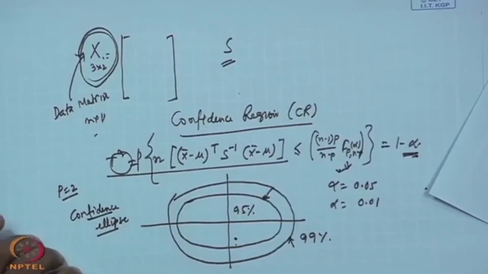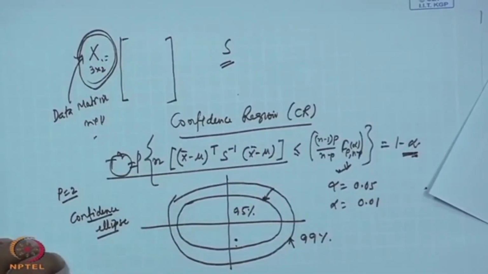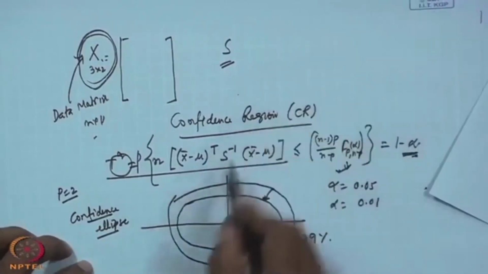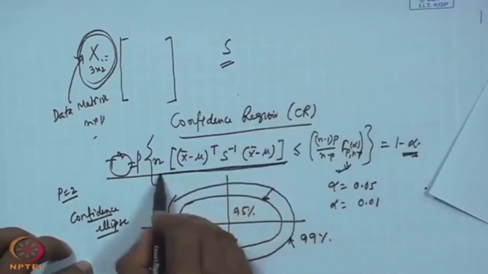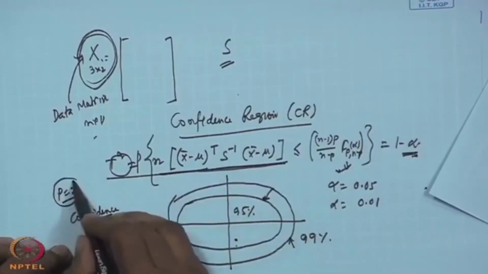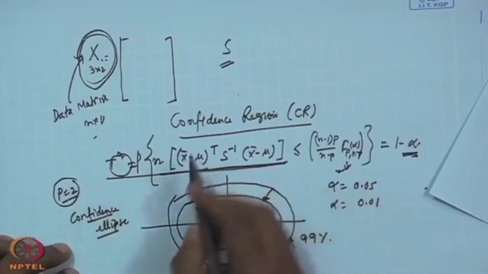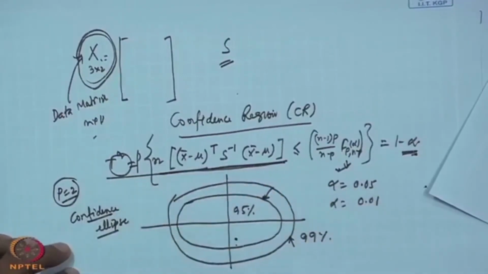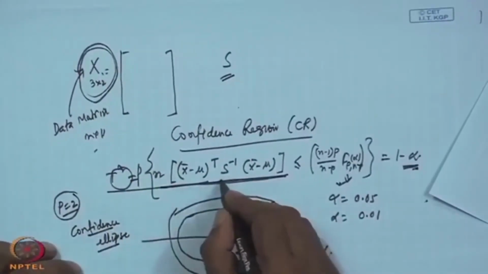This is known as the confidence ellipse. Where is this ellipse coming from? You have already seen that this is a quantity which gives the equation of an ellipse when p equals 2, and when p is more than 2, it will be the equation of an ellipsoid. What will be the equation?